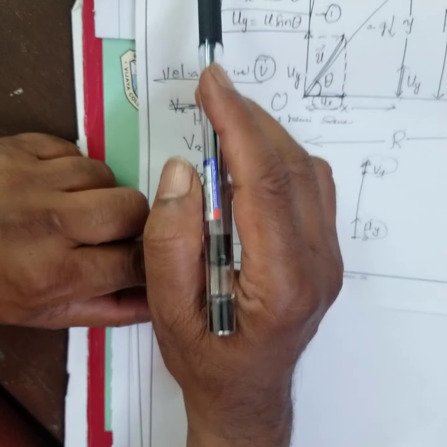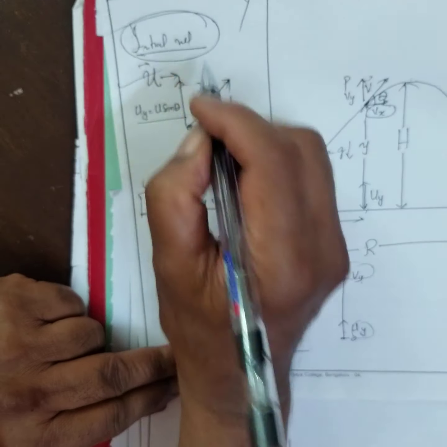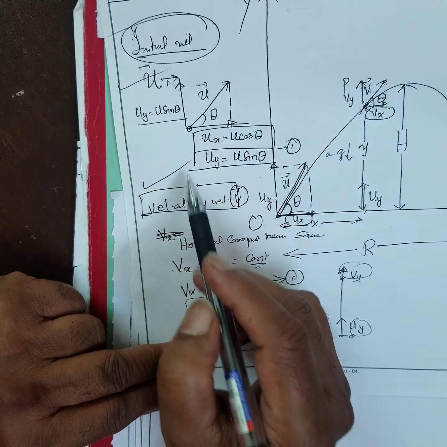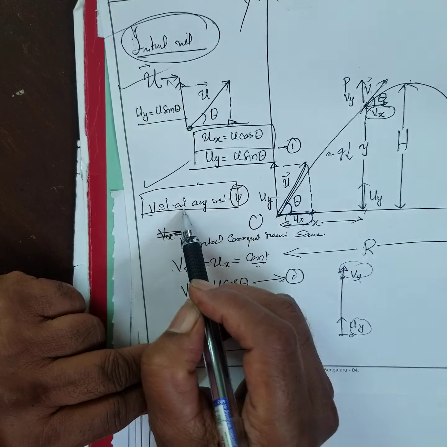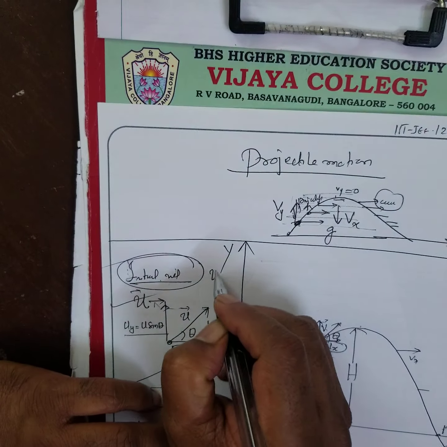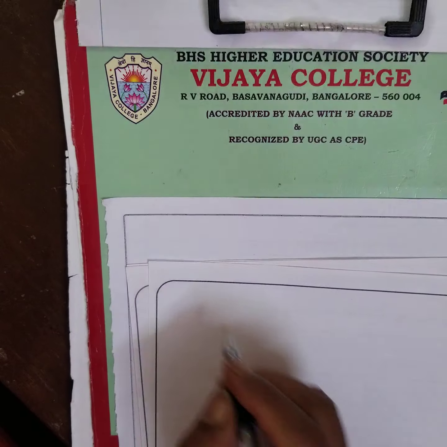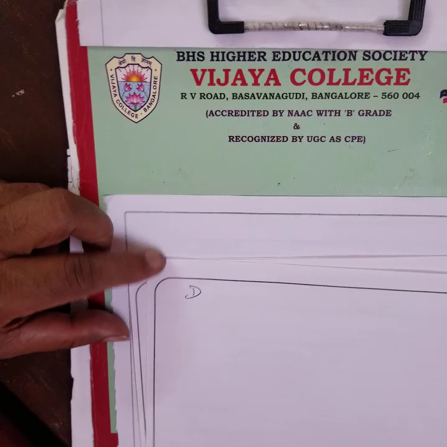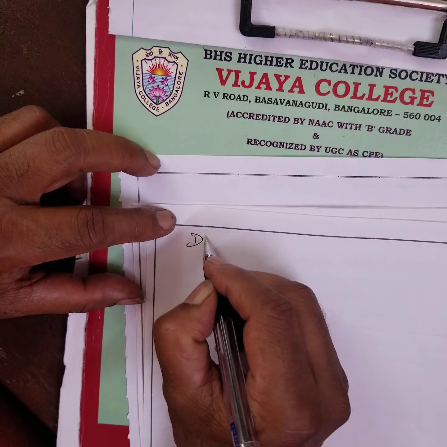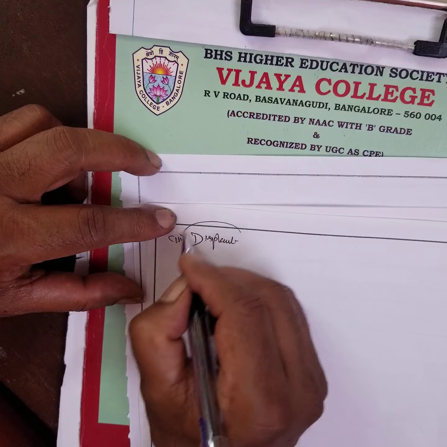Now initial velocity I have done, velocity at any time I have done, right? Initial velocity, velocity at any time. Next, displacement or distance covered. Next, third point, displacement.